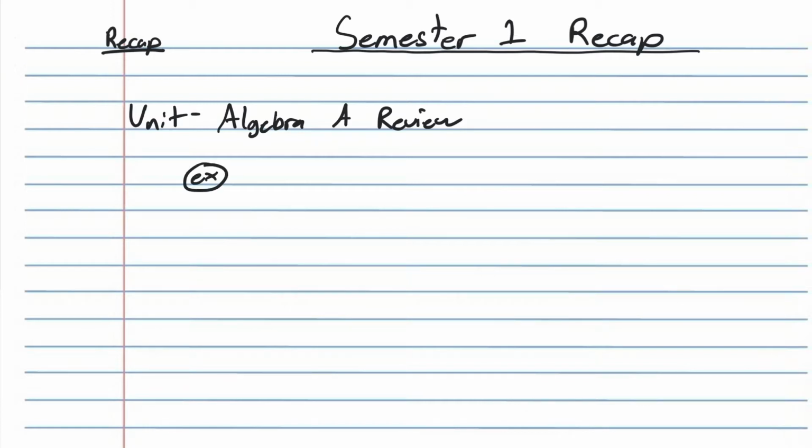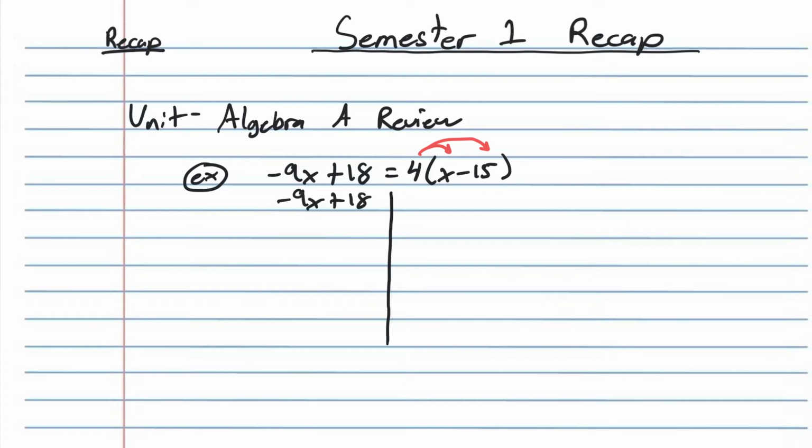So something like this, negative 9x plus 18 equals 4 times x minus 15. So this question has a little bit of everything, but it's a good example of the kind of thing you should be comfortable with as we go into semester two. Okay, so obviously the first thing you'd want to do here is start off with that distribution. All right, so we're going to multiply this out, and then we didn't change anything on the left, so bring that straight down. Okay, but we did change the right hand side. 4 times x, 4x, and 4 times negative 15, negative 60.